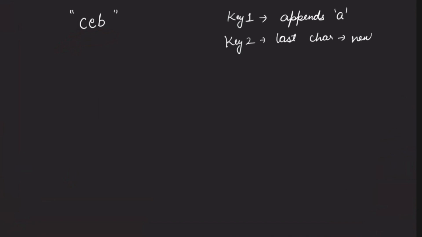So what they are saying is that in the input you are given a string. Alice is going to type this string on the screen. Now on the keyboard she has only two keys, key 1 and key 2. Key 1 only appends A to the current string on the screen and key 2 changes the last character of the string to the next character. Right. So basically if the last character is A, then it will be changed to B. If the last character is B, it will be changed to C and so on. And if the last character is Z, then it is changed to A.